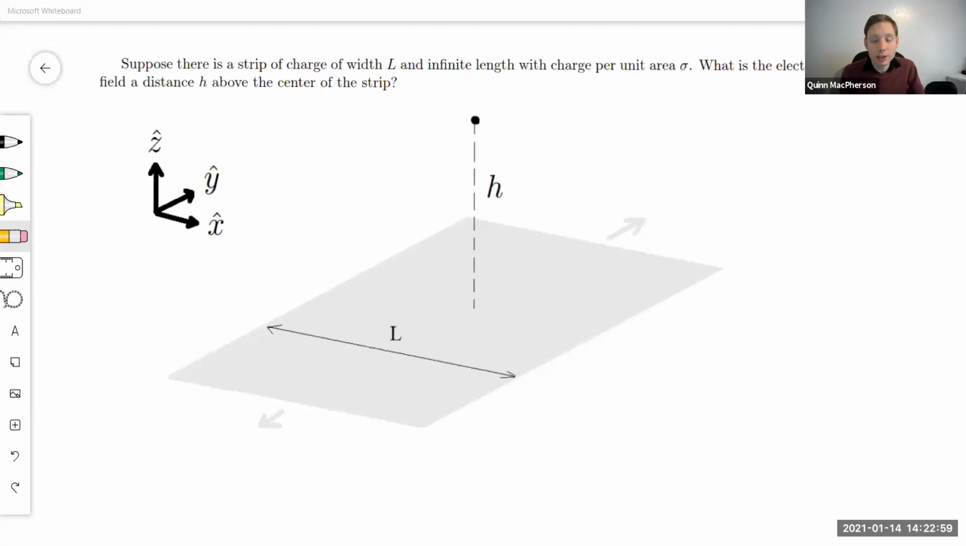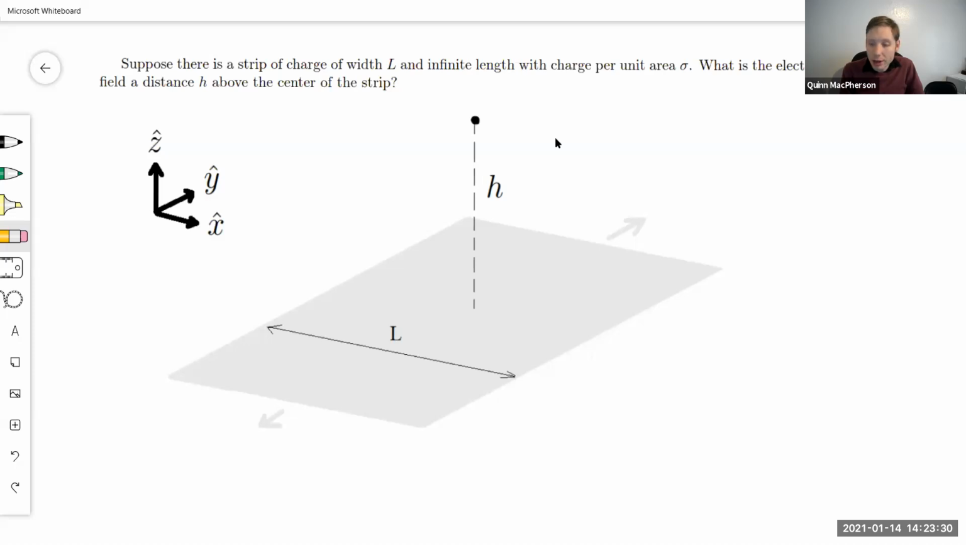Hello. In this problem, we are going to find the electric field due to an infinite strip of charge. So the idea is we have a strip of charge of width L. Its thickness is very small. It's a very thin ribbon of charge, so to speak. With L, it goes on forever in either direction in that way. And we're trying to find the electric field a height h above the center of this strip, or center of this ribbon.